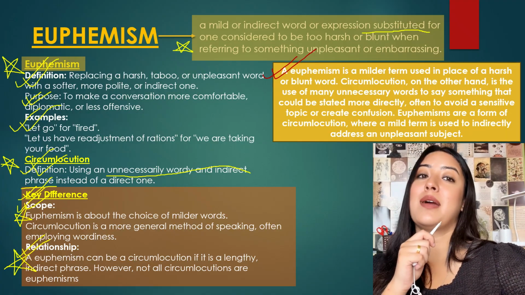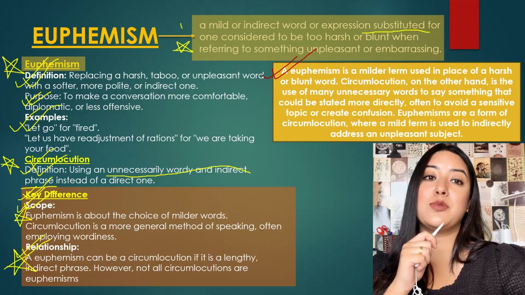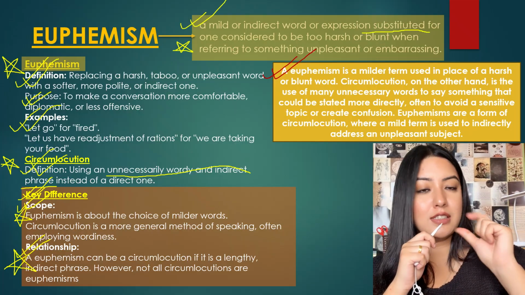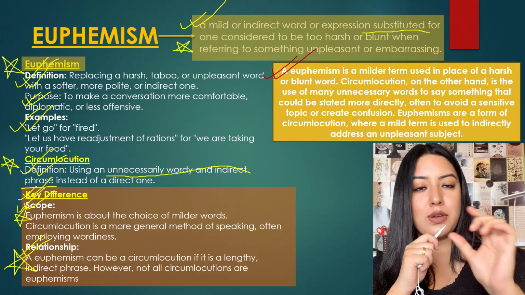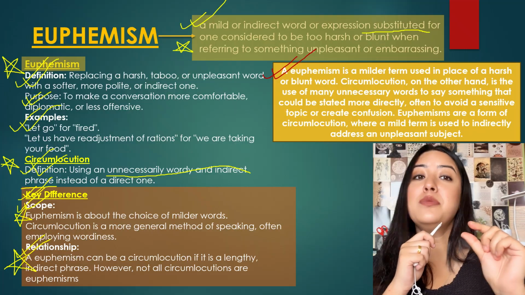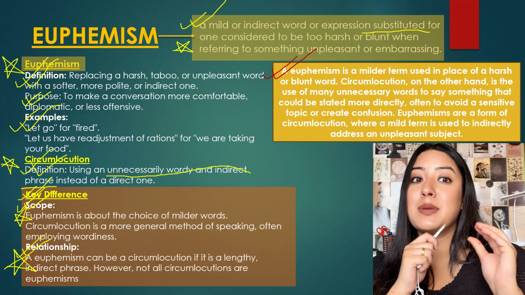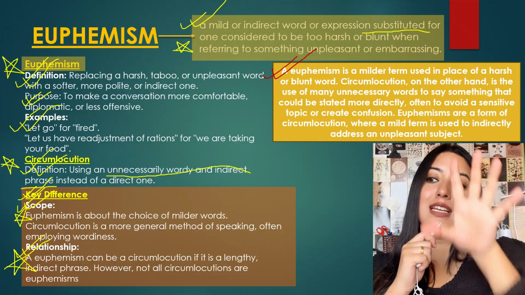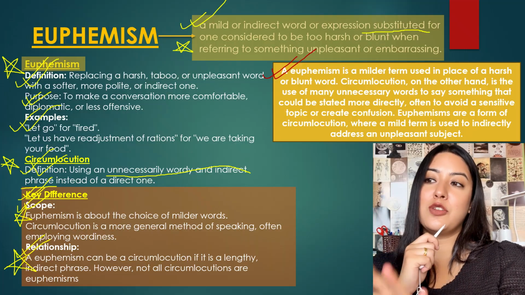So, like many of my other videos, finally, what did we understand? Circumlocution is a broader term. Euphemism is a type of circumlocution, a specific type. Okay, so this is what circumlocution and euphemism is all about.